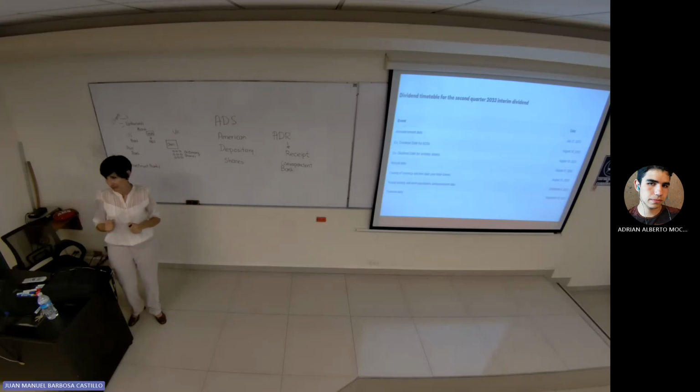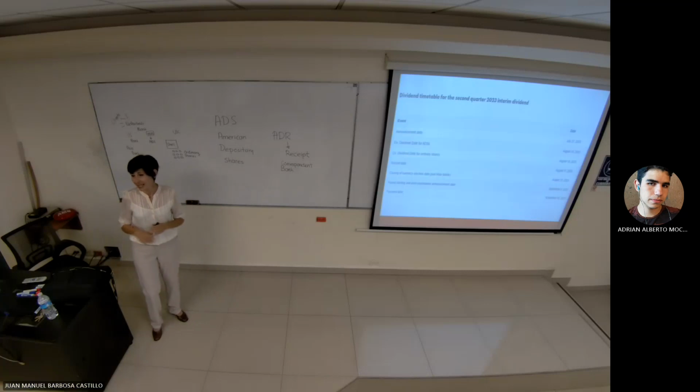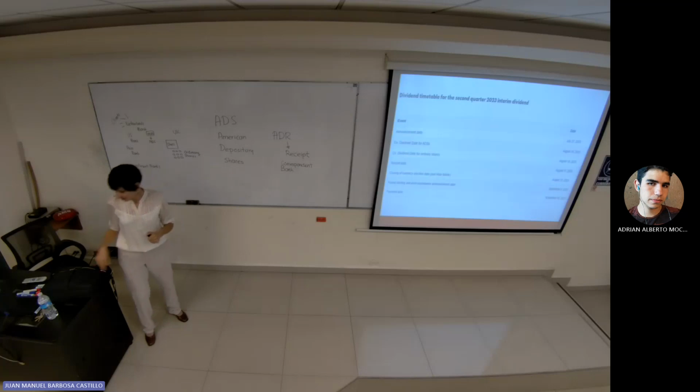It is like the Teams deadline, right? The deadline is 11:59. By 11:59, the platform does not receive assignments. It's the same. By August the 10th, you will not receive the dividends. That is the ex-dividend date, okay? So if you want to receive a dividend, you should be in the record of the company on the record date.